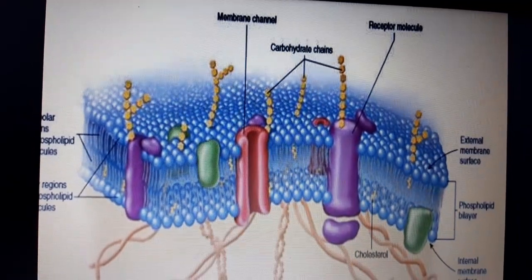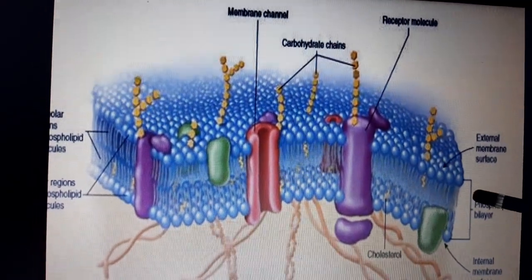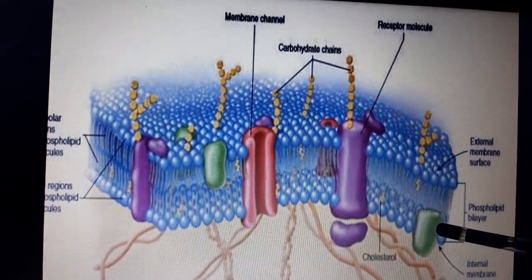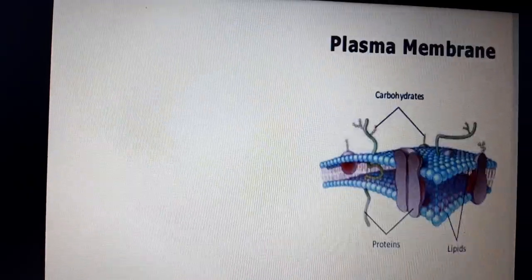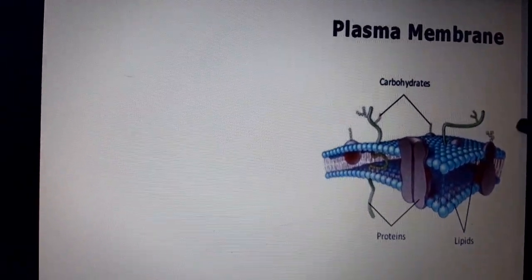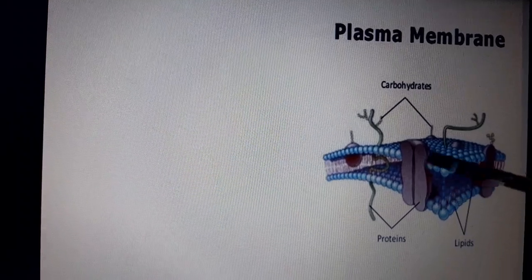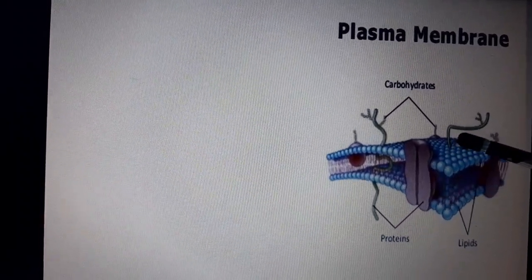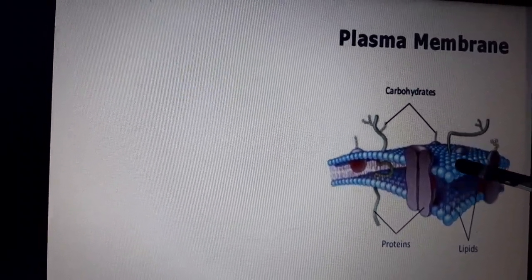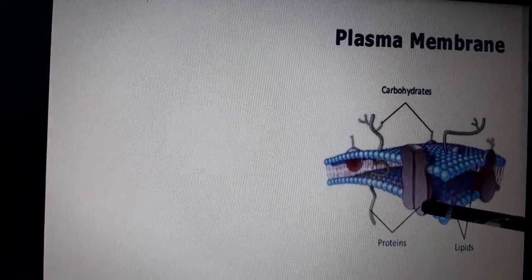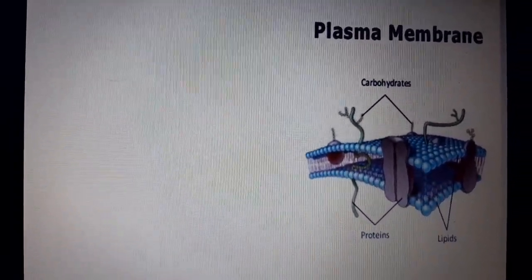It is a kind of phospholipid bilayer. This is a phospholipid bilayer structure, and in between there are certain protein molecules which link these lipid layers, that is the layers made of carbohydrates, together with the help of these proteins.